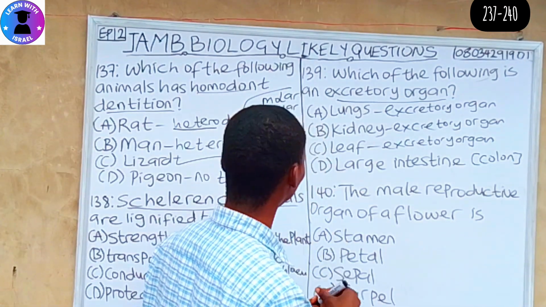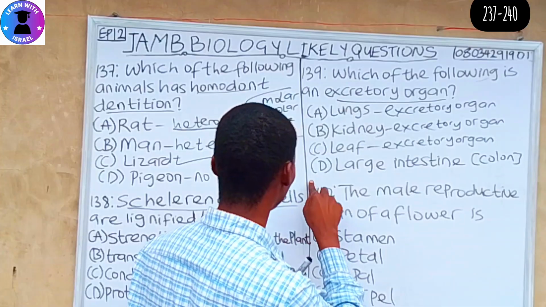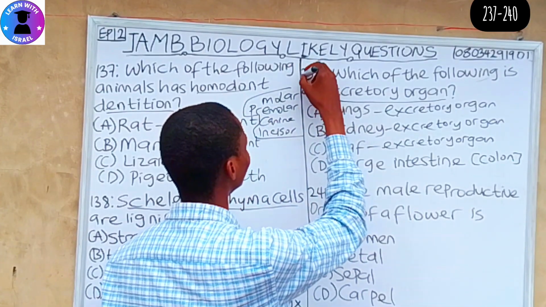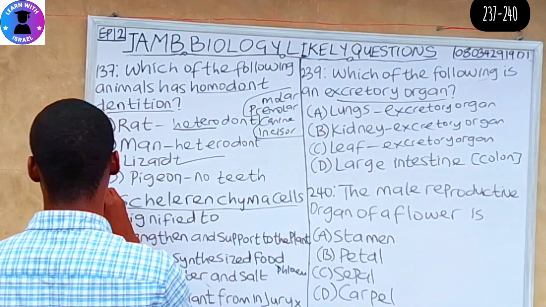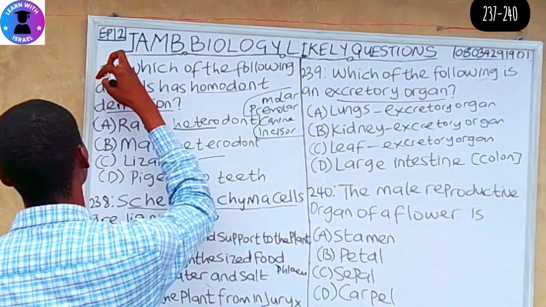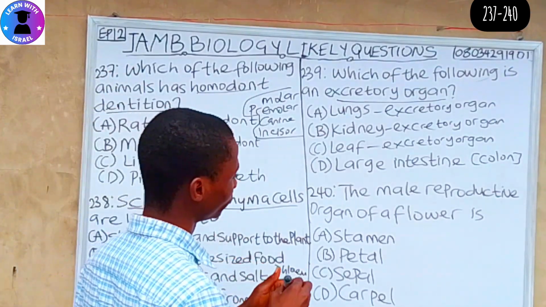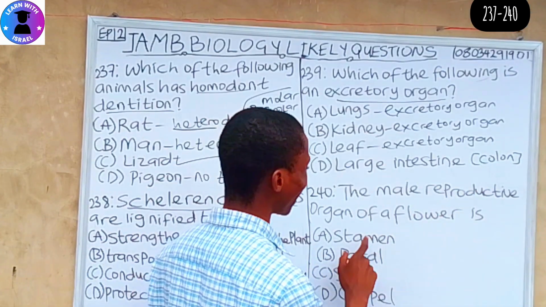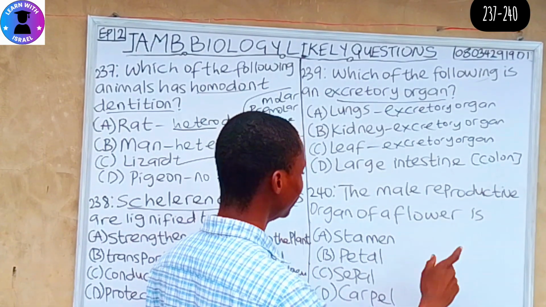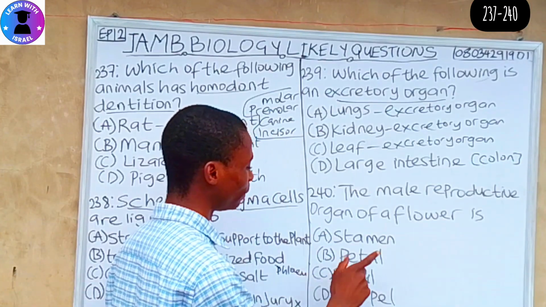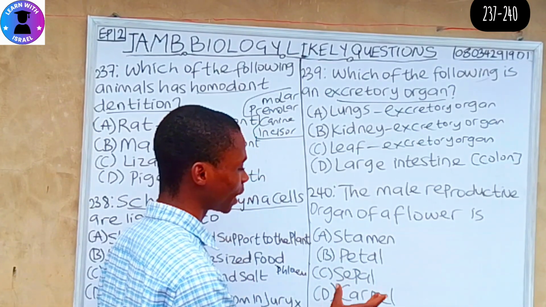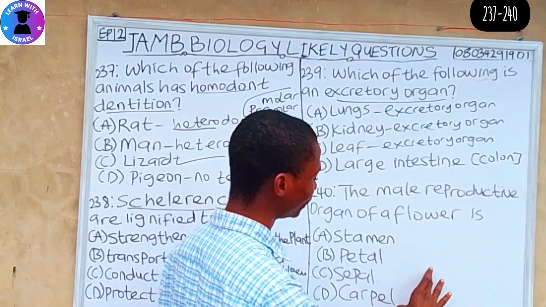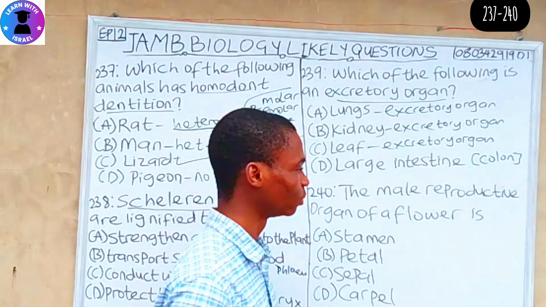Question 140. Oh, sorry for the mistake. Question 140. The main reproductive organ of a flower is A. Stamen, B. Petal, C. Sepal, D. Carpel. For those that are always mixing these options up, I will explain to you guys.